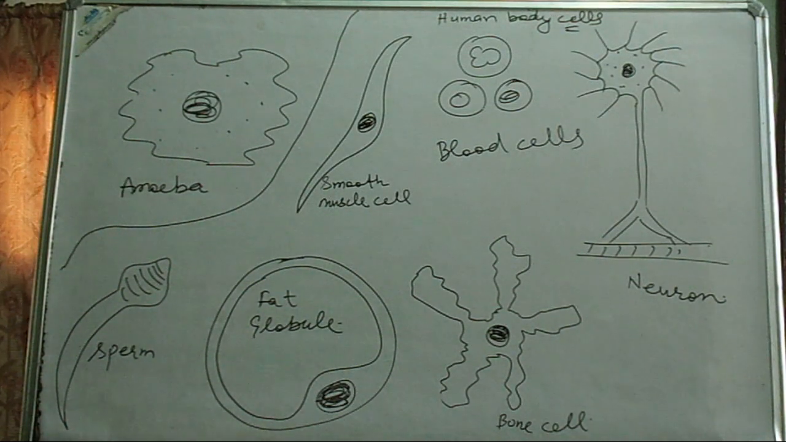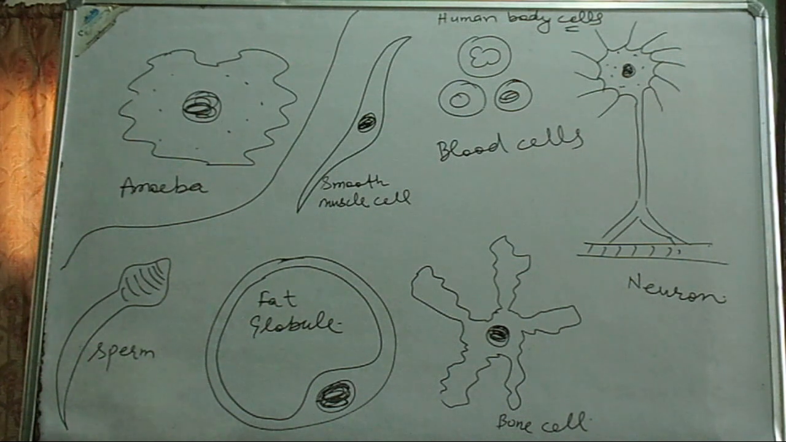So now we are going to study some of the structures. Basically they are modifications of the cells. There are various kinds of cells, like we have seen the cell in onion peel.